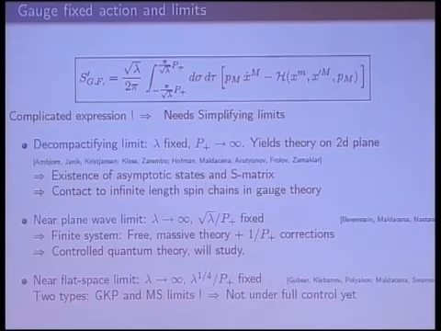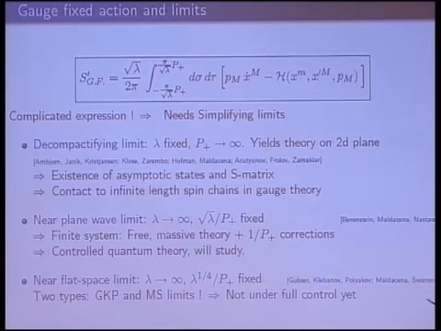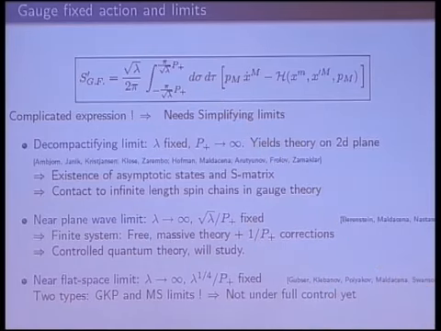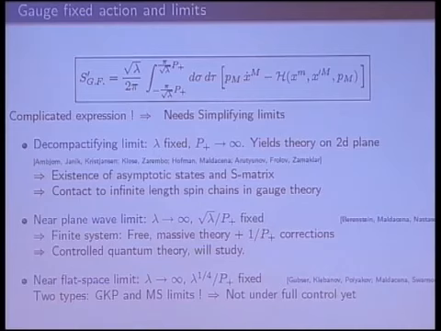Another well-studied limit is the plane wave limit, or the near plane wave limit, which I'll also comment on later on. There you keep this combination of lambda and p plus fixed. So the extent of a world sheet is fixed, and you expand in the large p plus limit, which, as we will see, turns into an expansion of a number of fields of that Hamiltonian up there. And there you have a very controlled quantum theory, which you can study, and which we will do.